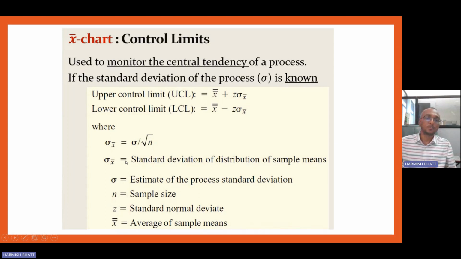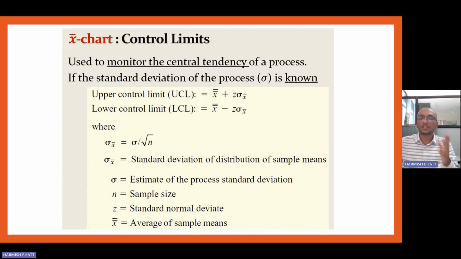And how to find it out? Sigma X bar will be equal to sigma divided by square root of n. Now what is sigma? Sigma is nothing but the standard deviation, which is already given to you in your data. And divided by square root of n, where n is nothing but the sample size. In each sample, a specific number of items will be there. Suppose each sample carries 10 items, so n will be equal to 10.